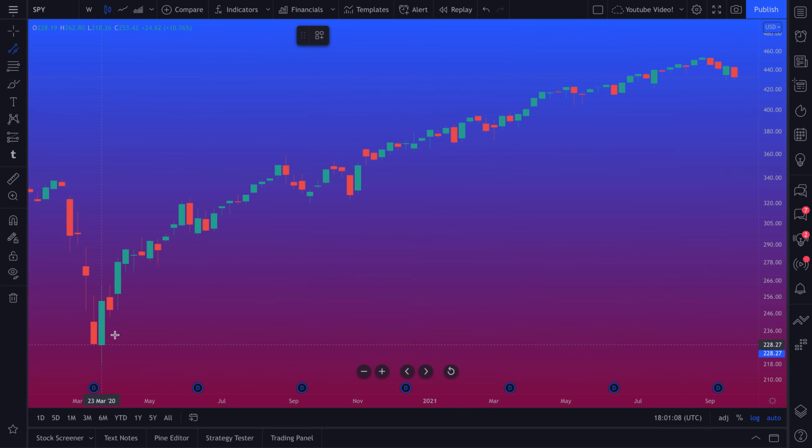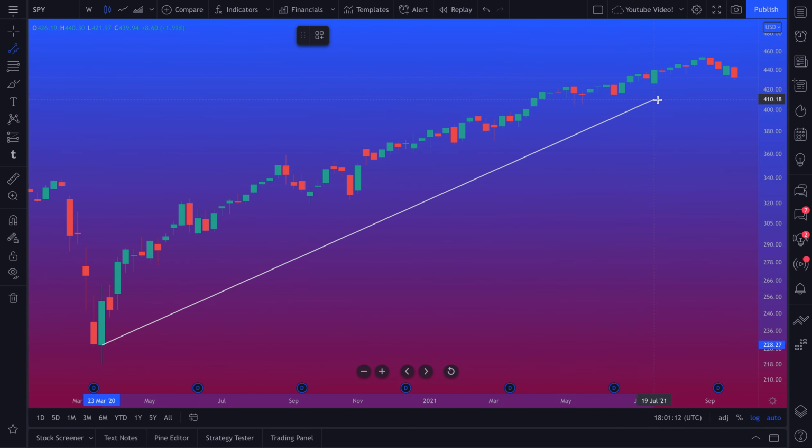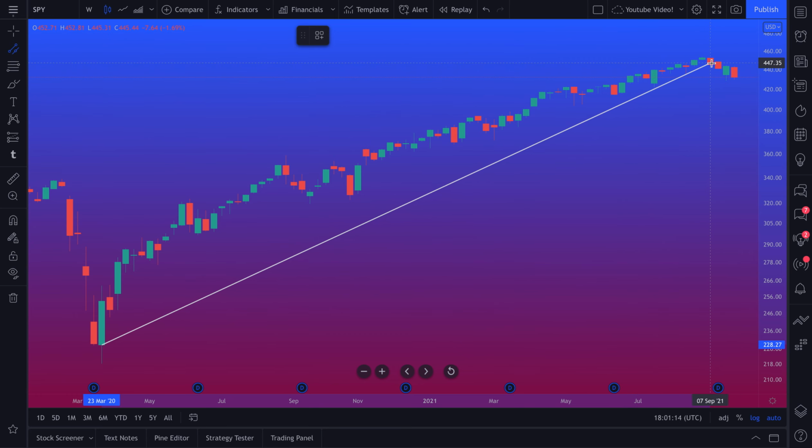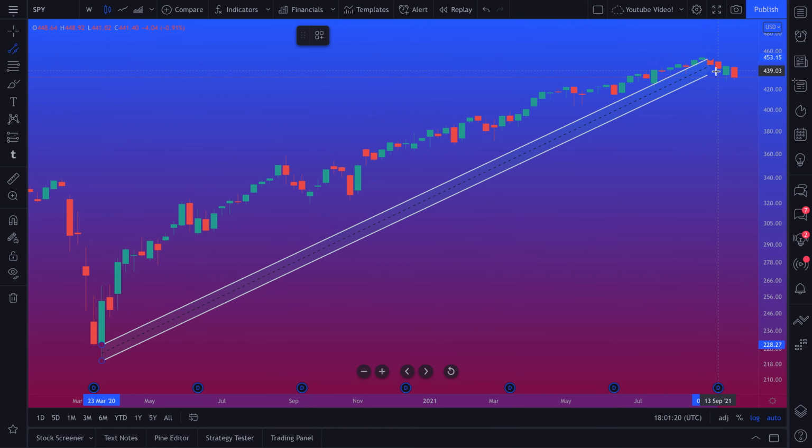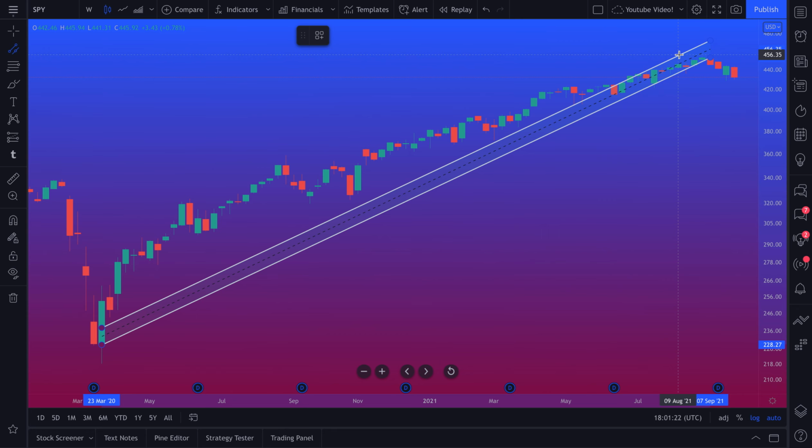So we click the starting point, and now as you can see, we have the tool selected. What we're going to do is drag it to the ending point, where we think this should sit and begin, and we click. Now that we've clicked, as you can see, we've created this channel.